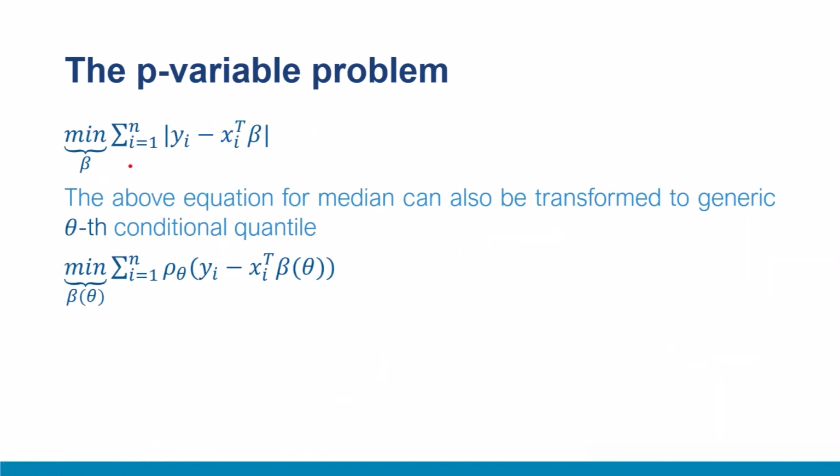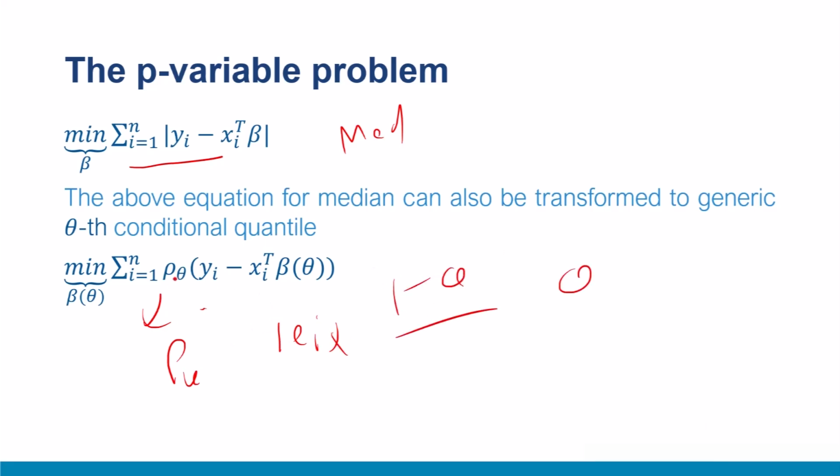The same least absolute estimation for median can be transformed to the check or loss function rho theta, where the magnitude of each error is multiplied by 1 minus theta for negative errors and theta for positive errors. So instead of that function, you'll have this check function. And when this is minimized, the solution to this optimization problem will be those betas for that particular quantile theta.